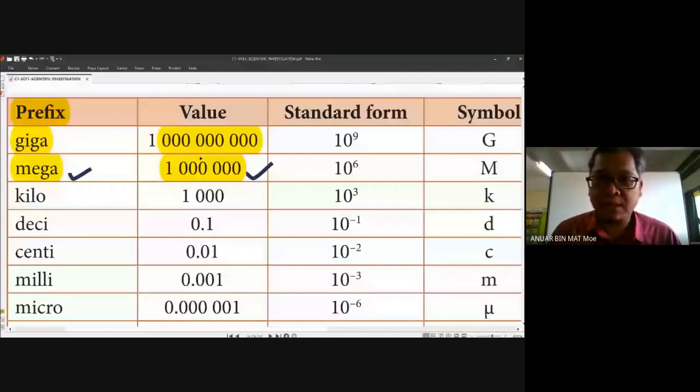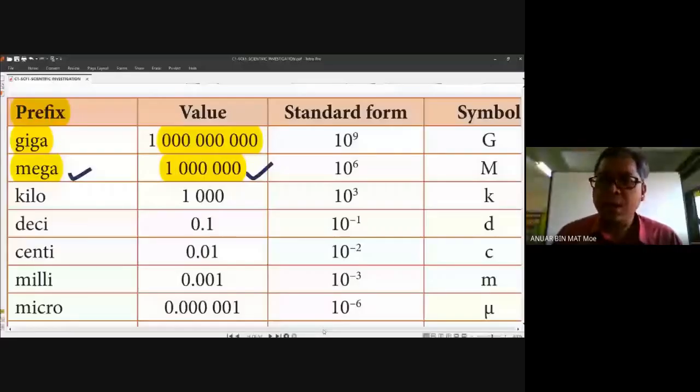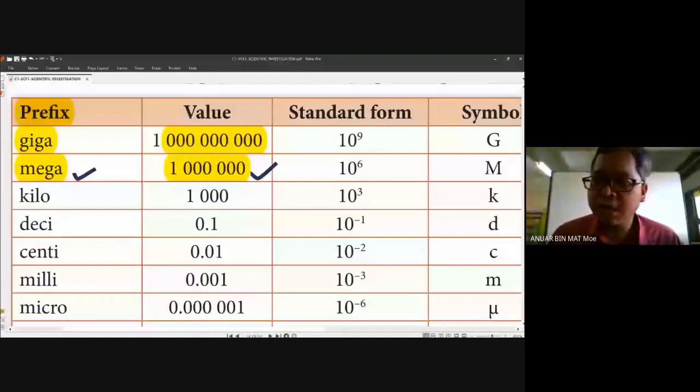We use the prefix only with a unit. What is the standard form? It is not practical to write the zeros so many times, right? For example, 1 million, you need to write 6 zeros. So you can use the standard form here. You just write 10 to the power of 6, to denote that it is a mega, or the value is 1 million. Any problem about prefix? And the symbol of mega is the big M here.